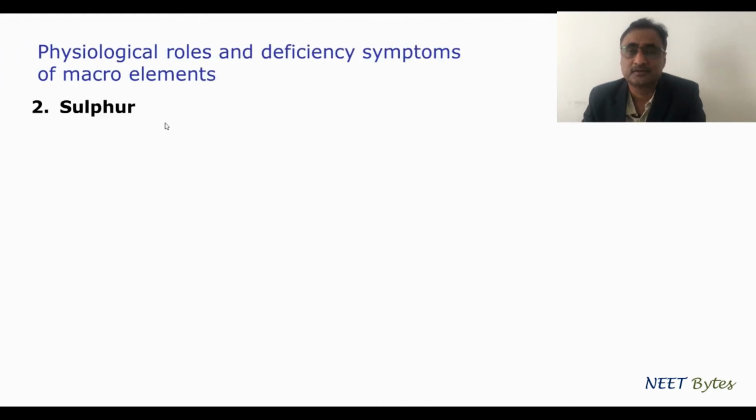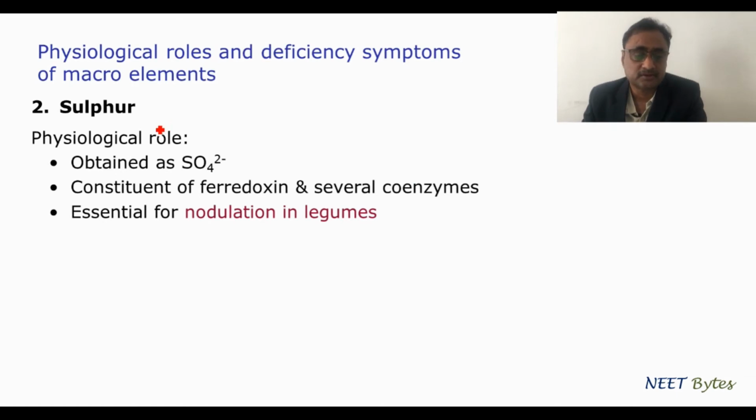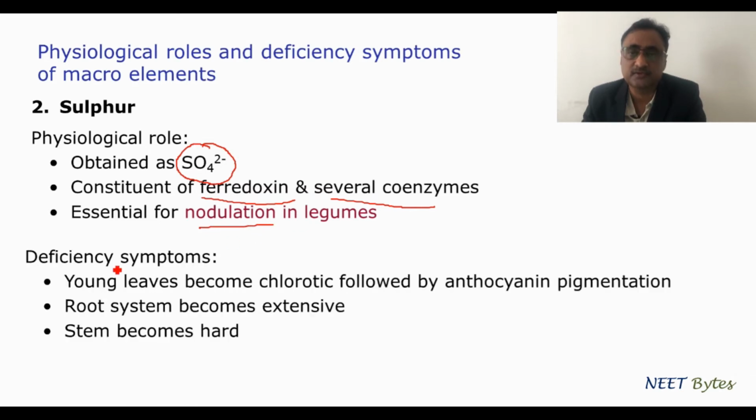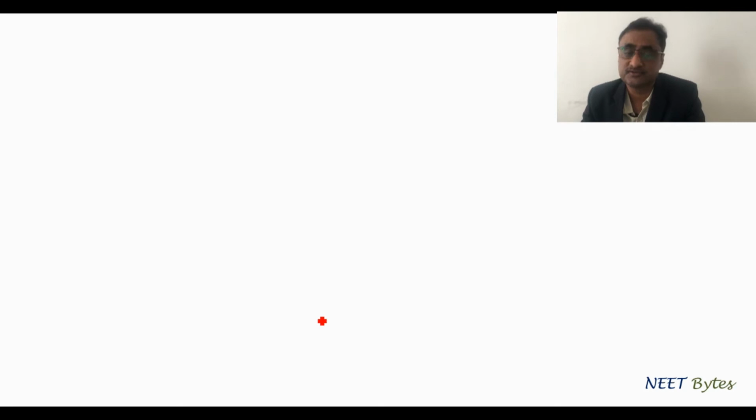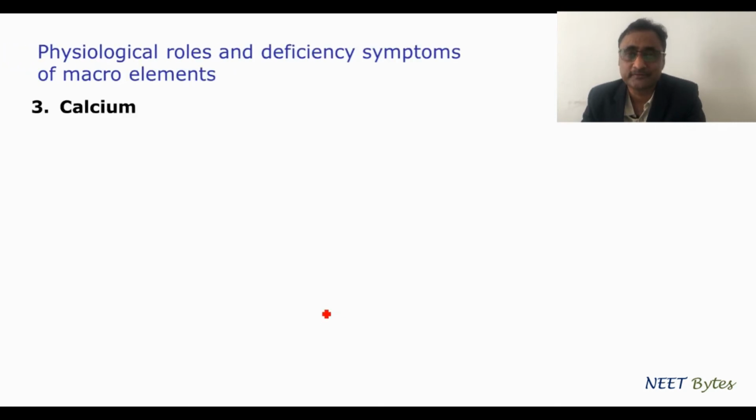Right? Let's talk about another element, what we call sulfur. In case of sulfur, what happens? It is obtained in the form of sulfate. Okay, they are constituents of ferredoxin and several coenzymes, and they are very essential for nodulation in legumes. Okay, but mind it, the symptoms appear first in the younger leaves, and here again they become chlorotic followed by anthocyanin pigmentation. Roots become very extensive, stems become hard. So these are the features of sulfur deficiency, right?